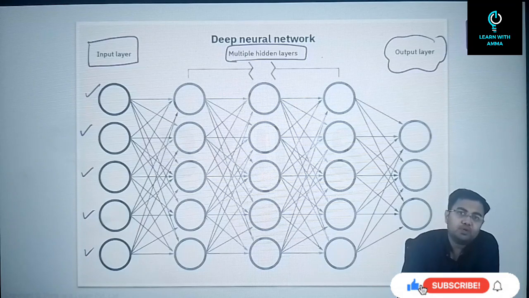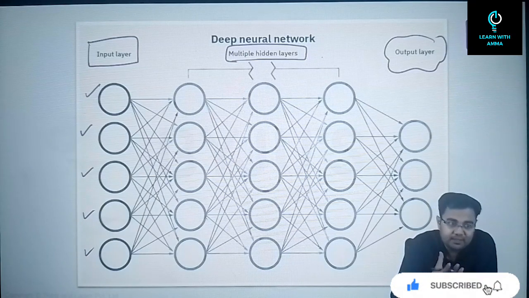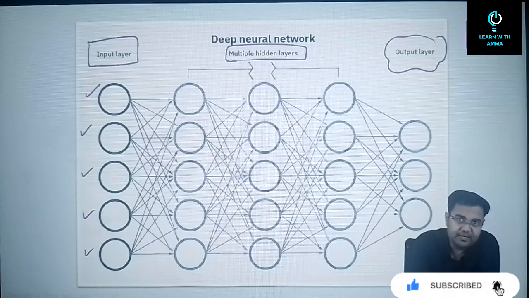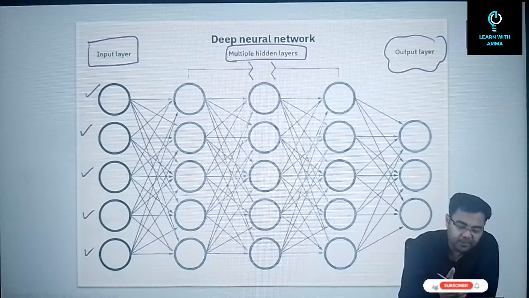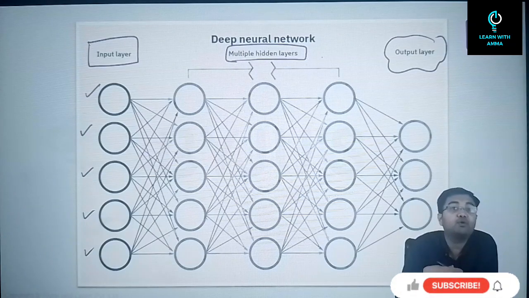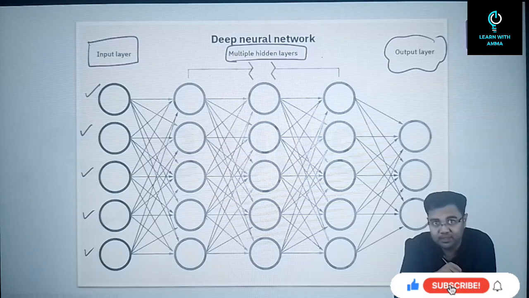Now, what is the difference between deep learning and neural network? That we have discussed 3 terms: machine learning, deep learning, and neural network. We are saying that deep learning will work according to neural network, will work with the help of neural network, correct?